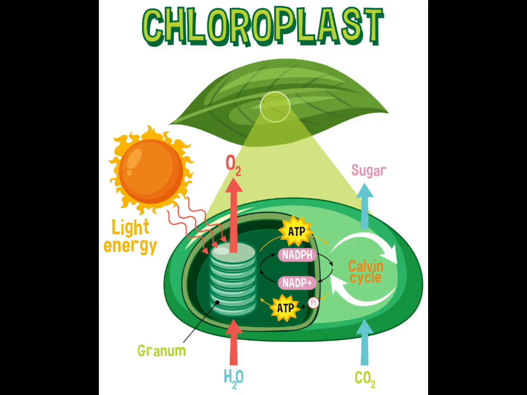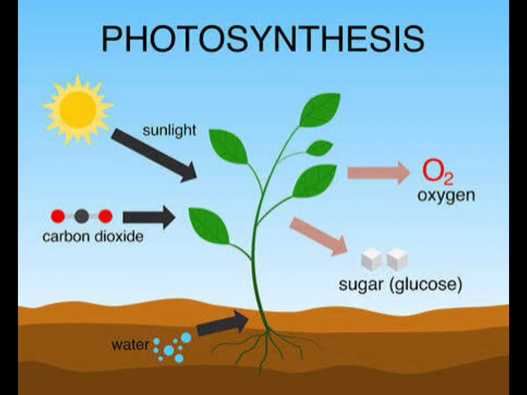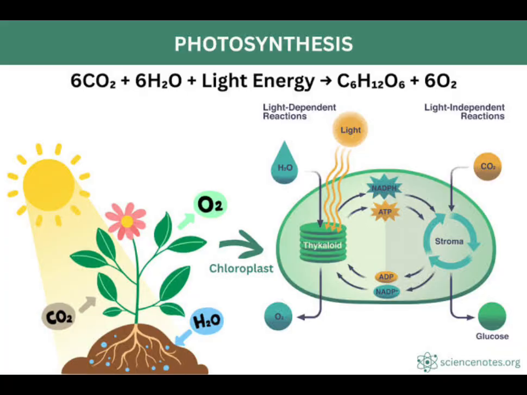Another structure found only in plant cells is the chloroplast. Chloroplasts contain chlorophyll, the green pigment responsible for absorbing light energy. They are the sites of photosynthesis, the process by which plants make glucose from carbon dioxide and water using sunlight. During photosynthesis, oxygen is released as a byproduct.